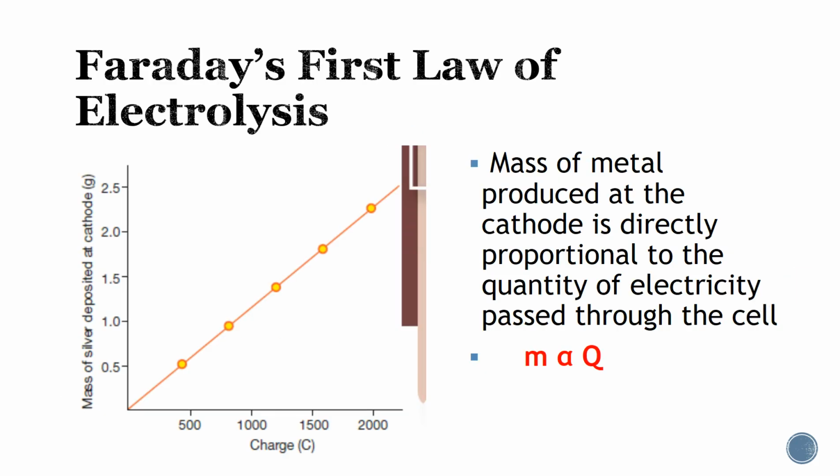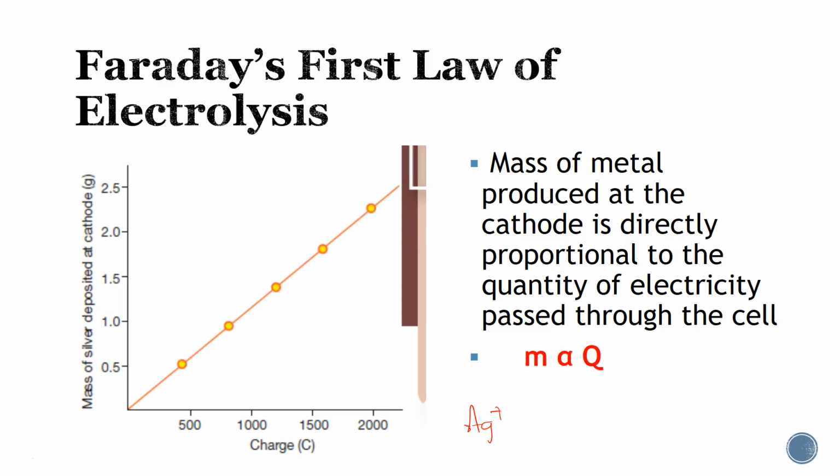So if we look at this in terms of Faraday's first law, Faraday's first law says that the mass of metal produced at the cathode is directly proportional to the quantity of electrical charge passed through the cell. Kind of makes sense. As we pass charge through the cell, we're pushing electrons in so reduction can occur. In this case, we're actually looking at silver, and silver is Ag+, so for every electron that is pushed through the cell, we will see 1 silver atom being reduced. So it's always a 1:1 ratio.